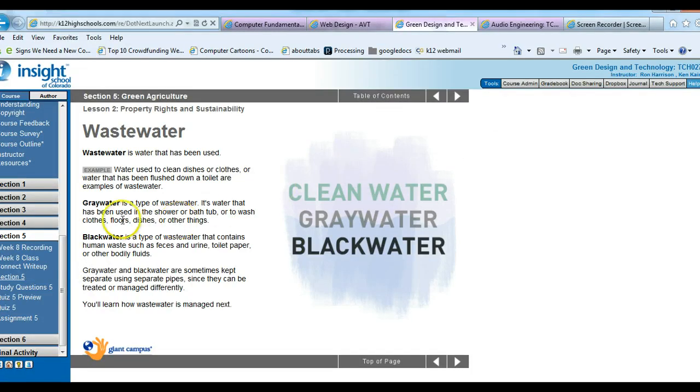Some places have them separate, so there's a lot less work that you have to do on gray water to make it usable again, but on black water, there's a lot more work that the systems have to do.